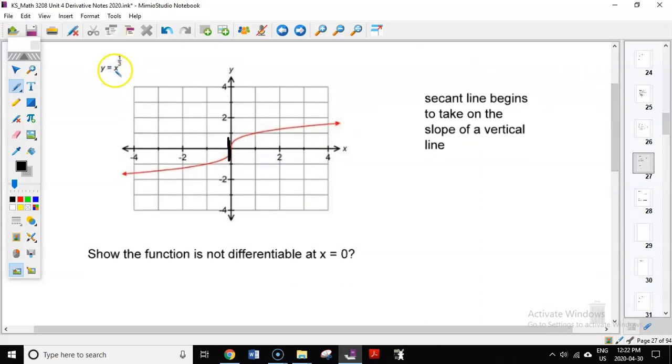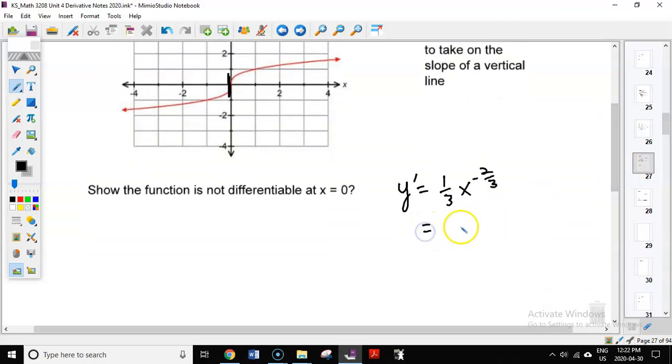Algebraically, we've got y equals x to the third. So if we take the derivative of that, we would get 1/3 x to the negative 2/3. Now that gives me 1/3 to the positive 2/3, x in the denominator, which means this function is undefined at 0. So you say, well, I can see the graph. Well, you can, but the tangent is a vertical line, which means the slope is undefined, which means the derivative is undefined.